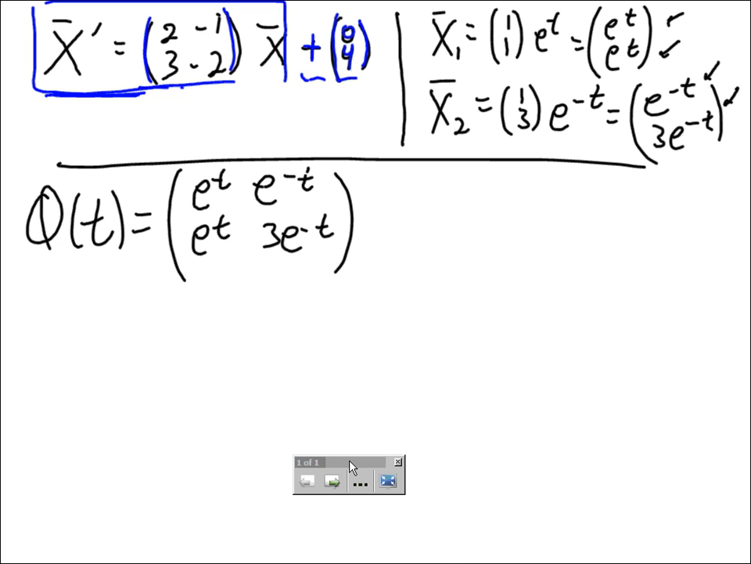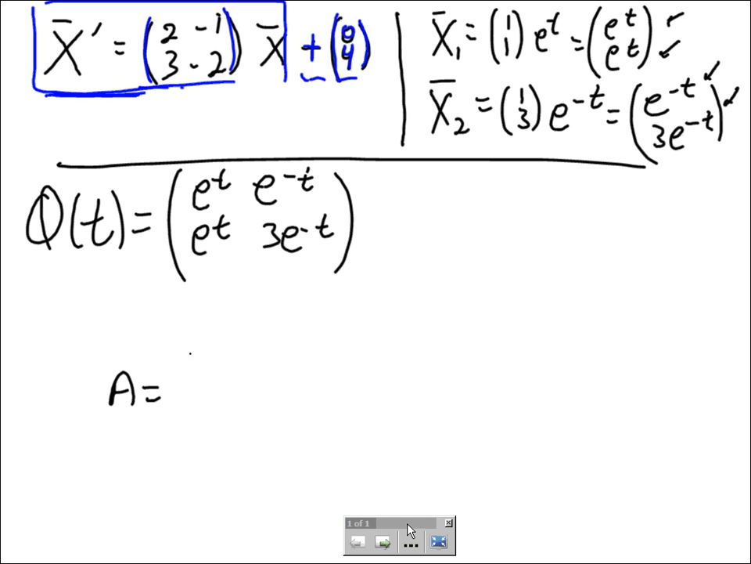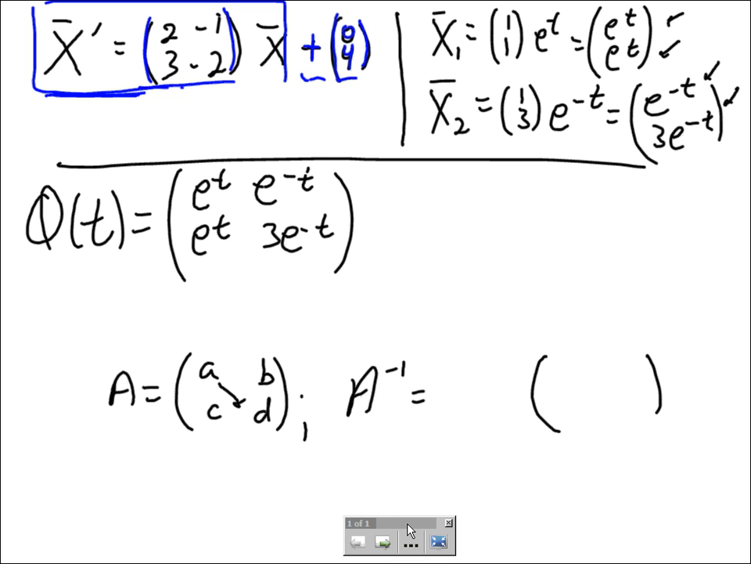Now to review something. If matrix A is little a, little b, little c, little d, and it has an inverse, then the inverse will be a two-step process. You interchange those two entries, and you keep the other two where they are, except you change their signs. That's step 1. And then you multiply by 1 over the determinant. The determinant is a times d minus b times c.